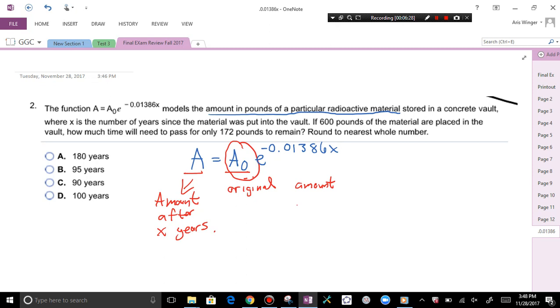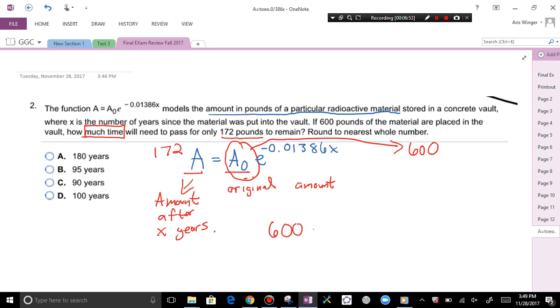What this question is trying to say is, what is X? How much time, so they're looking for X, right? How much time will be needed to pass for only 172 pounds to remain? So they want A to be 172 when this is 600. They want you to solve an equation, not surprisingly.